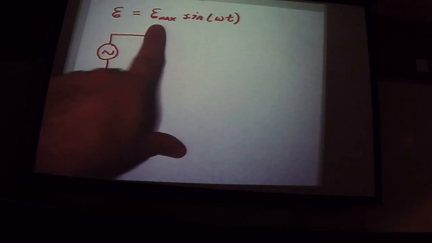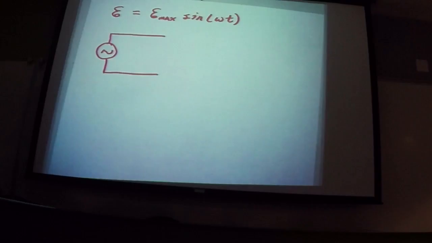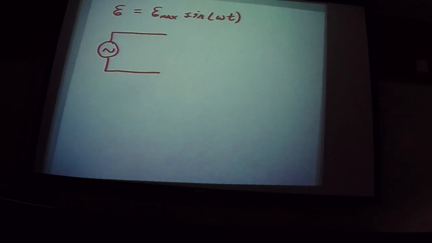And we want to figure out what happens when we put this variable EMF here, this oscillatory EMF. Now for this, we need to know two things. We need to talk about a maximum value here. And of course, we need the frequency. So that's the kind of thing when we write down this equation. And then we would put it across different circuit elements.